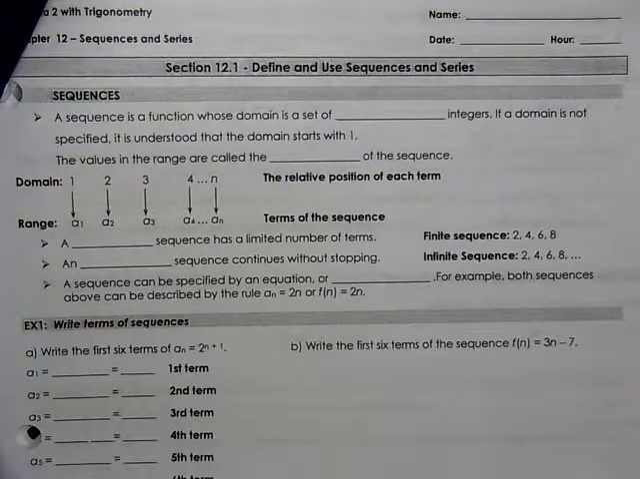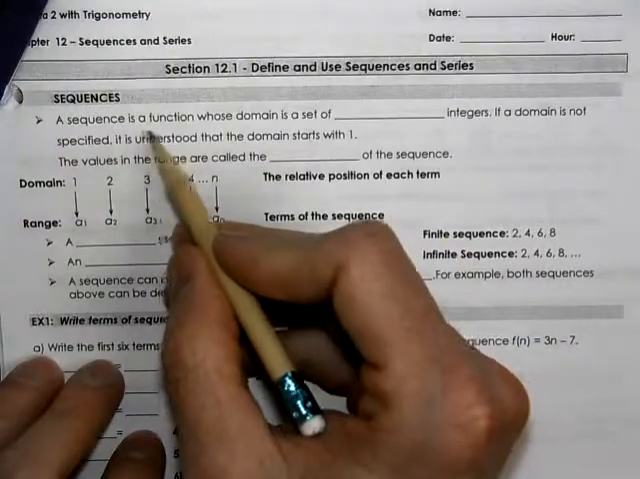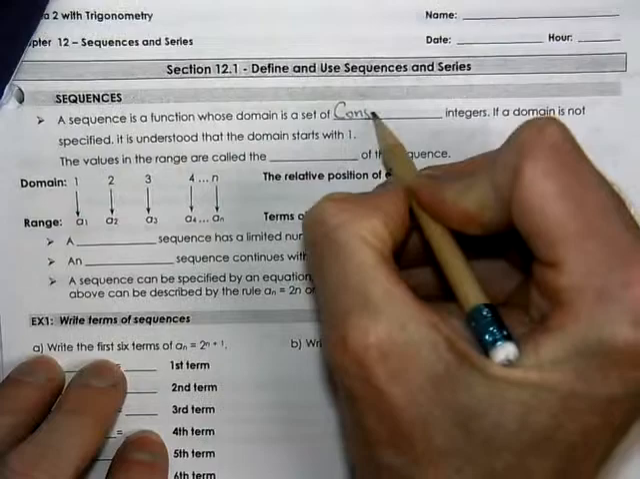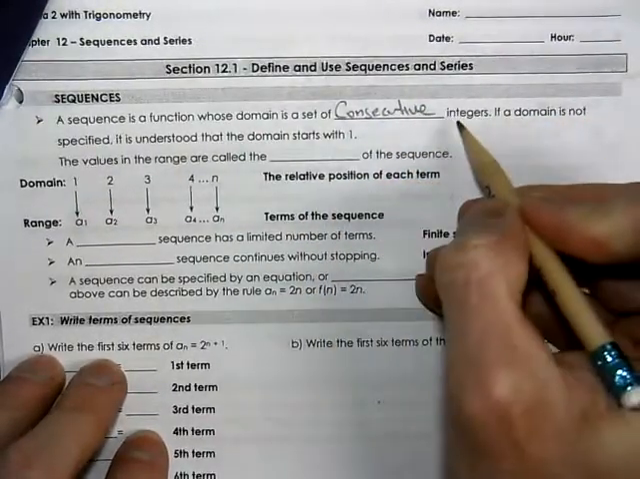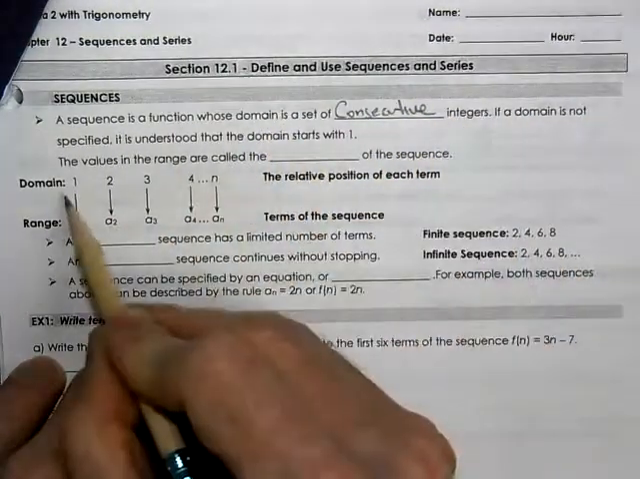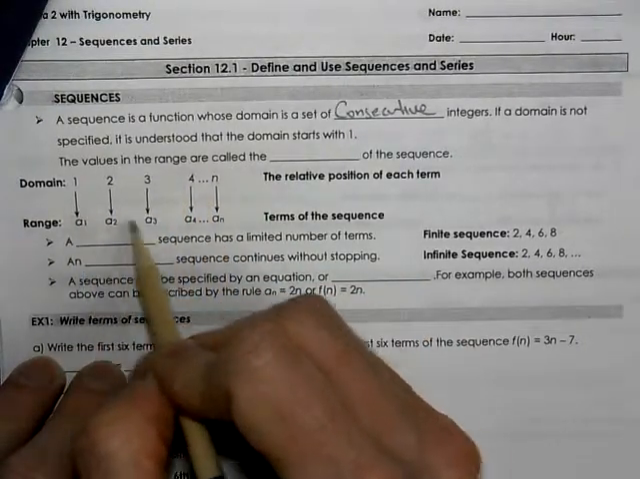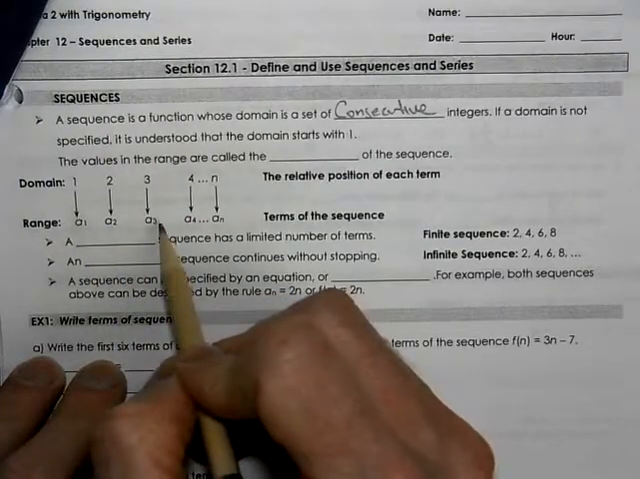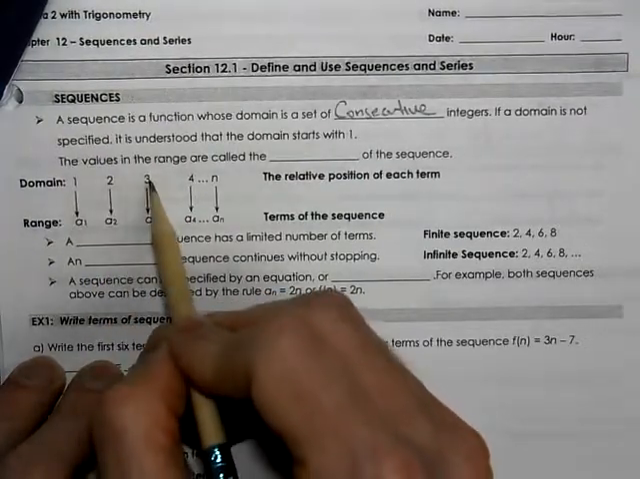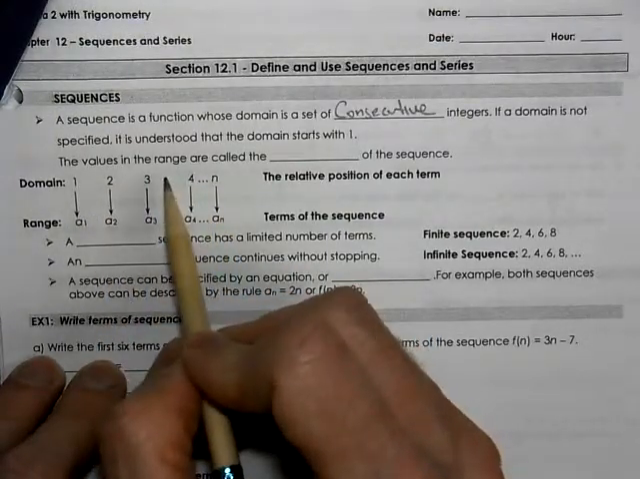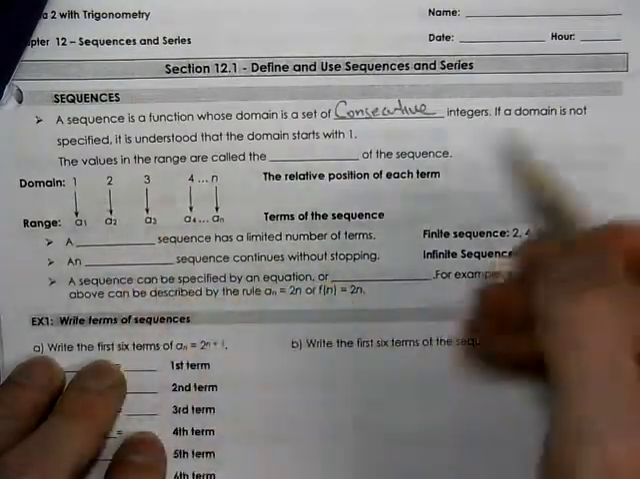This is section 12.1, where we'll define and use sequences and series. A sequence is a function whose domain is the set of all consecutive integers. What we mean by domain are the values that represent the position of each term of our sequence. So you have your first term, your second term, your third term, your fourth term, and so forth. Those are considered to be the domain of our function.